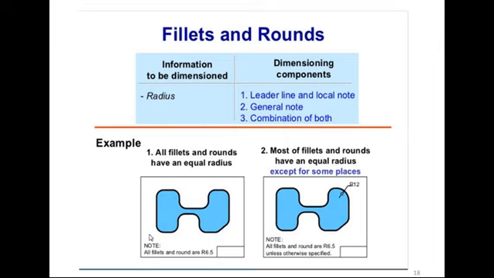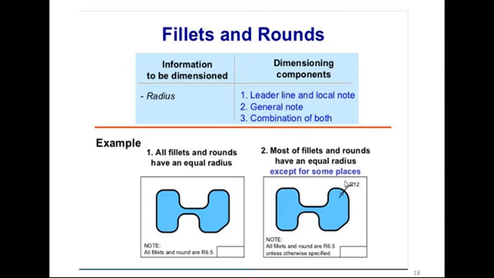So they may place a note like this: all fillets and rounds are nearly equal to radius 6.5. R is the radius symbol, and 6.5. It means that whatever radiuses are present inside the drawing, all are 6.5. But sometimes we require a different radius for a specific component or a specific angle.